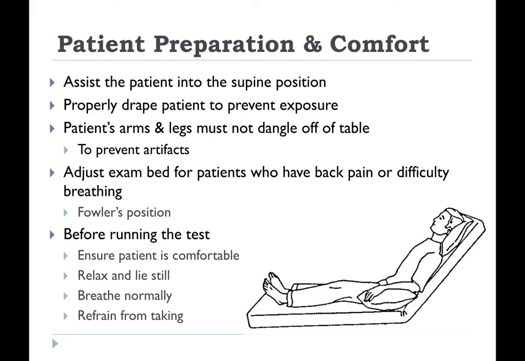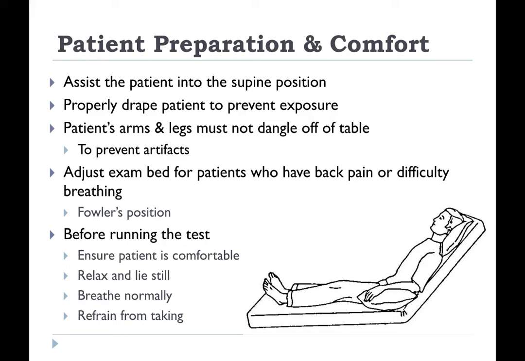So you might have to assist them into the supine position, which is laying down flat on the back. And you're going to properly drape the patient to prevent exposure so that they are not uncomfortable. The arms and legs must not dangle off the table. So you're going to make sure they have their arms at their side and that they're not hanging off the table, and put out the footrest so that their legs aren't dangling off the table. This will prevent artifacts.